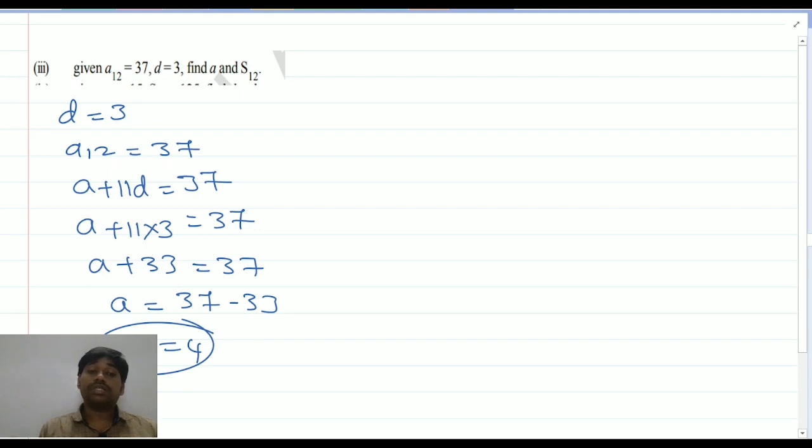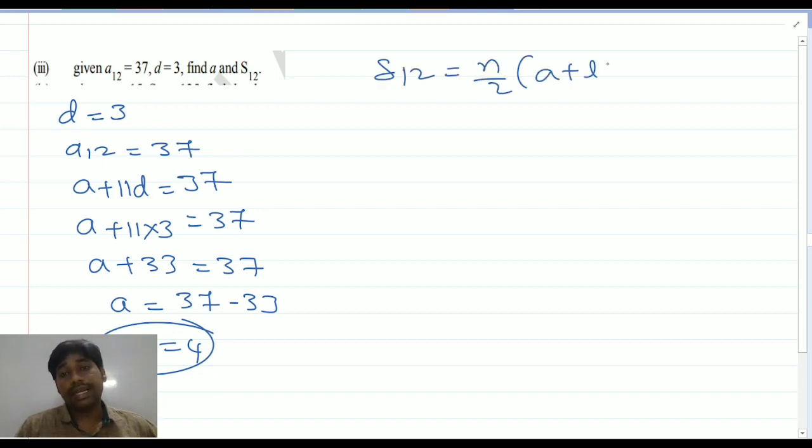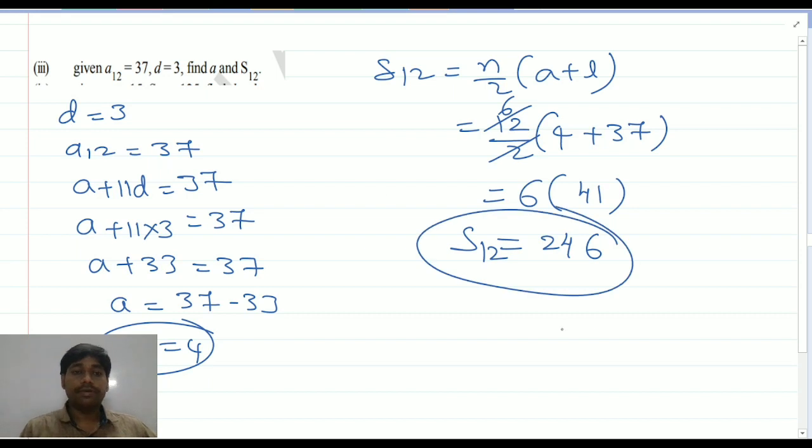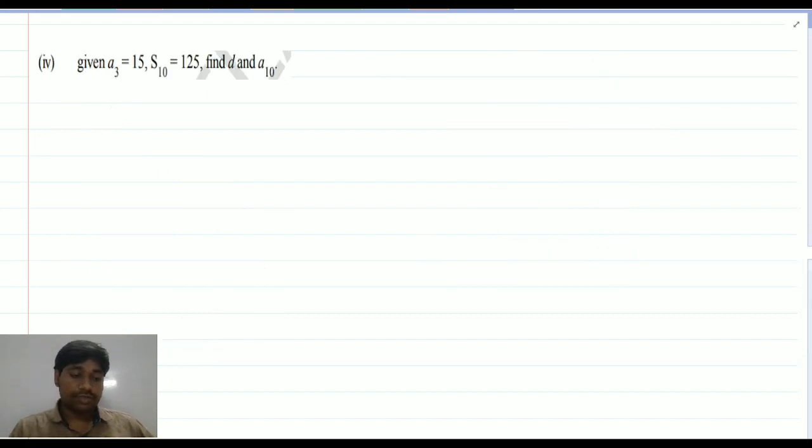Now we know the first term as well as the 12th term. So S12 is equal to what we can say? N by 2 of A plus L. So 12 terms by 2, the first term is 4, the last term is 37. It is 6 into 41. 6 41s are 246. Okay. Yes. Next question.